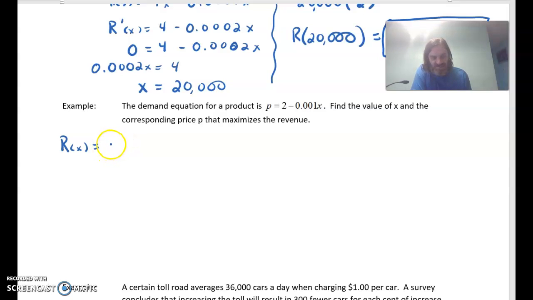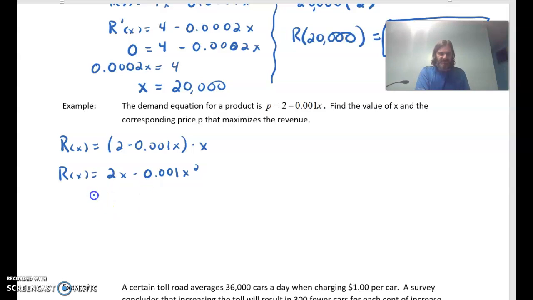Or quantity times price, it really doesn't matter. But if we say price times quantity, it could be 2 minus 0.001x, that's the price, times the quantity, which would be x. So we'll just continue that out and multiply it. So 2x minus 0.001x squared. So that's my revenue equation, and that's what I want to maximize. I want to maximize revenue. Okay, so that's why I'm working with that.